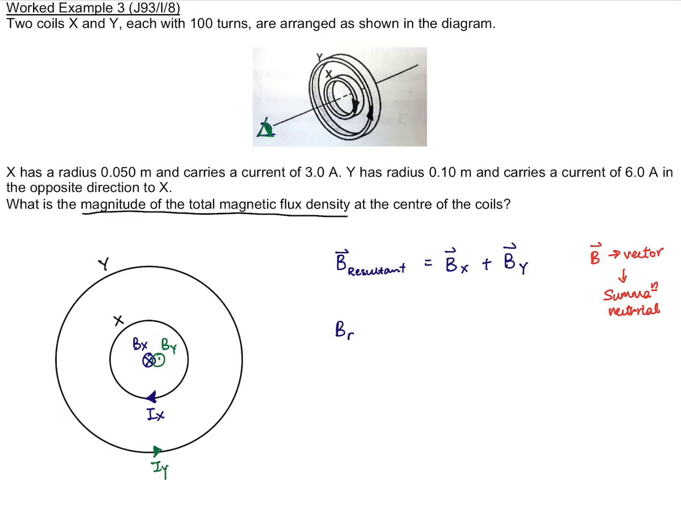Hence B resultant, if I take coming out of the paper as positive, so let me write out of paper as positive direction, then what we will have is negative Bx plus By.